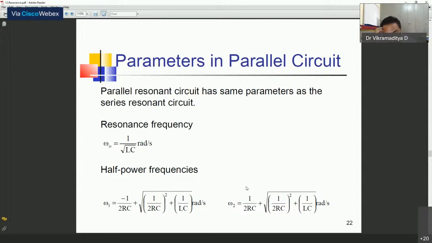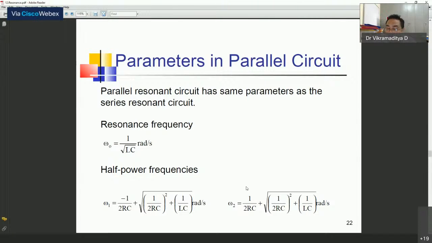Now you can find the resonance frequency. I have already told you omega naught is equal to 1 upon root LC, or in terms of f, f naught is equal to 1 upon 2 pi root LC hertz. In case of f, it is hertz. In case of omega naught, it is radian per second. Now you can also calculate the half power frequency. In this case, the same methodology you have to adopt. What is the value of the current? Then what is the value of the current at the maximum power?